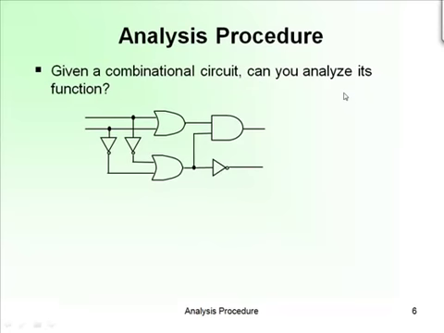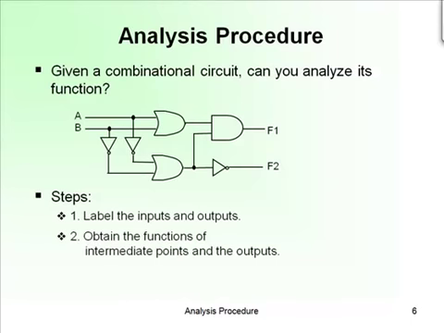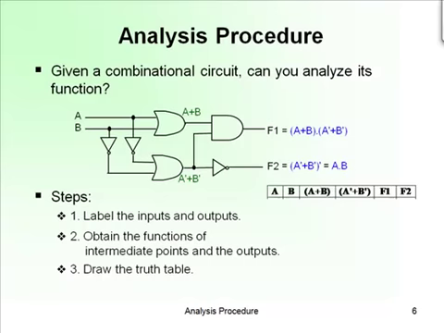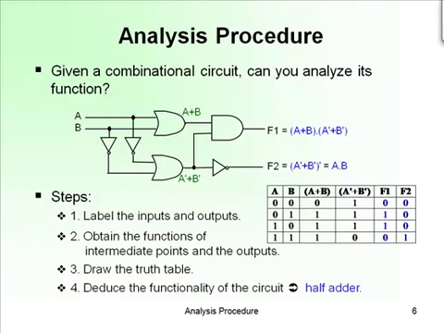Given a combinational circuit, can you analyze its function? Of course, we can look at the circuit, derive an equation, and then start to draw a truth table. So we label inputs and outputs, obtain the functions for the intermediate points, and draw the truth table. Looking at this truth table, we're looking again at an XOR, or a half adder circuit, which of course is the one that does not have the carry in. It just produces a carry out and a sum bit.